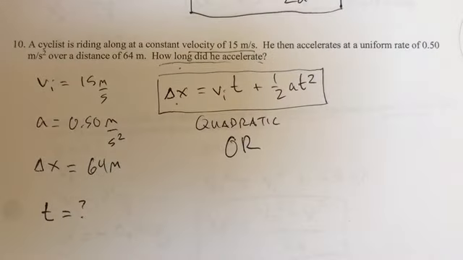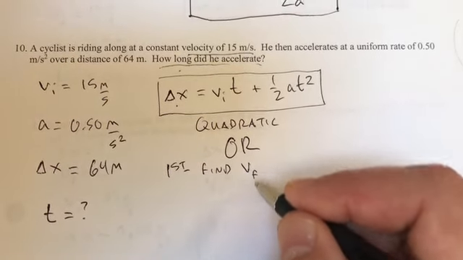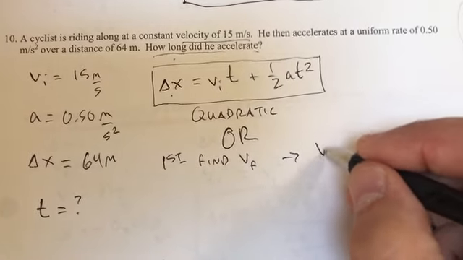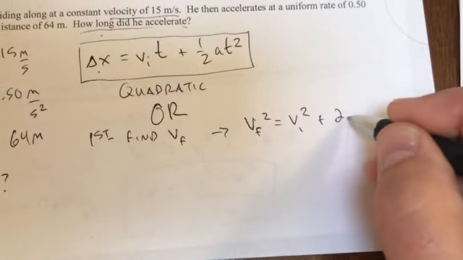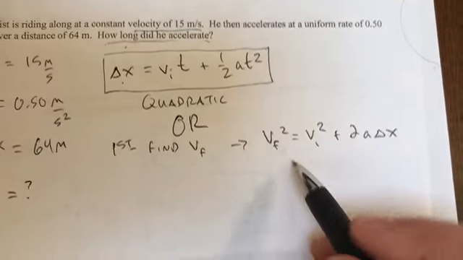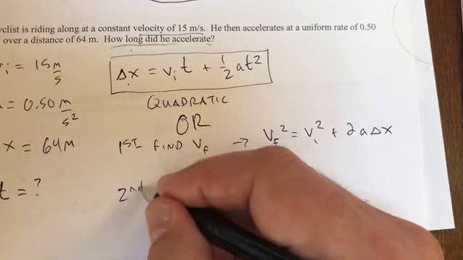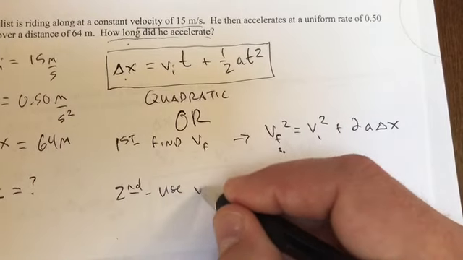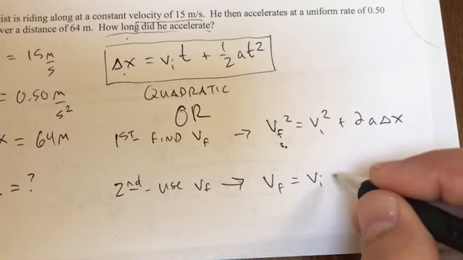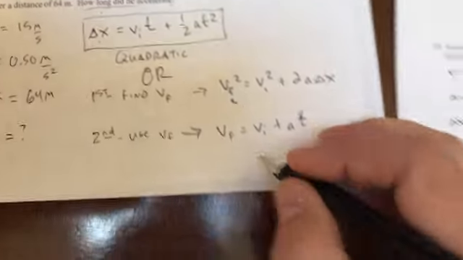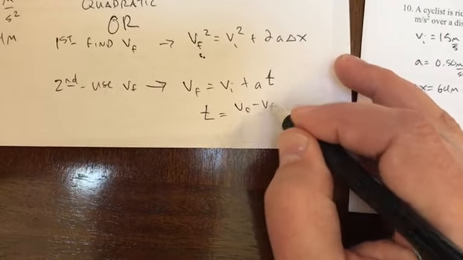Or what you can do is, the first thing you can do is find your final velocity by using this: Vf squared equals v initial squared plus 2a delta x, because we have that information. And you can get your final velocity this way. Then you can plug that in and use Vf with this: Vf equals V initial plus AT, and then rearrange, so you end up with T equals Vf minus Vi over A.